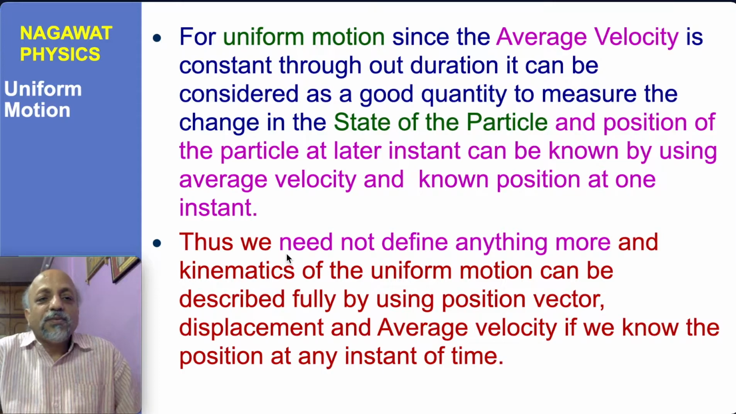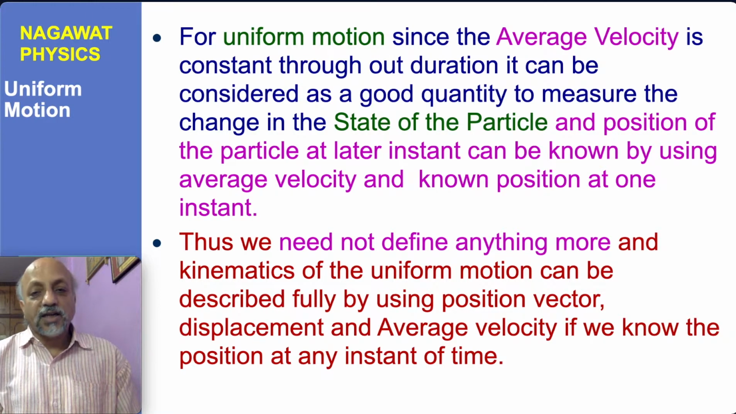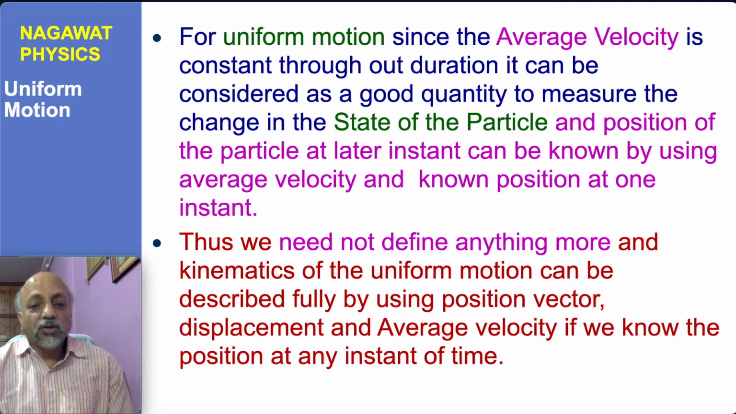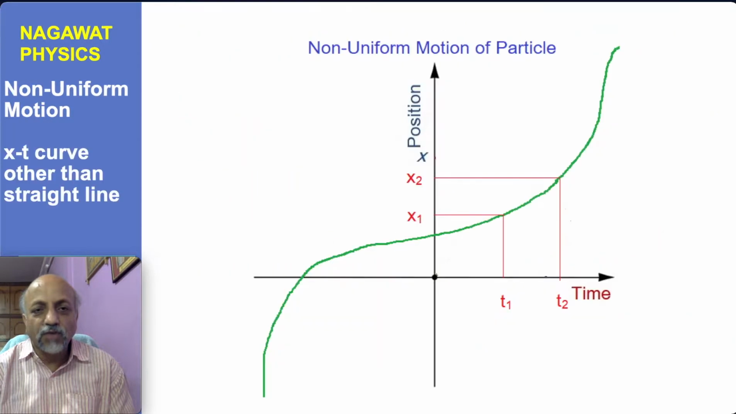Thus, in case of uniform motion, we need not define anything more, and that looks like a very good thing, because the ultimate objective is to know the position at all different instants of time. I have already said that if you know x at all instants of time, you know where the particle will be at all instants of time, and you have complete knowledge of the motion of the particle. So the position vector at any instant can be obtained by using the information of average velocity and the knowledge of the position at one time in case of uniform motion.